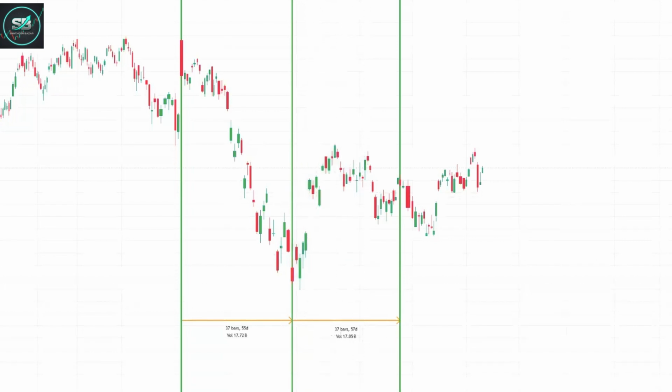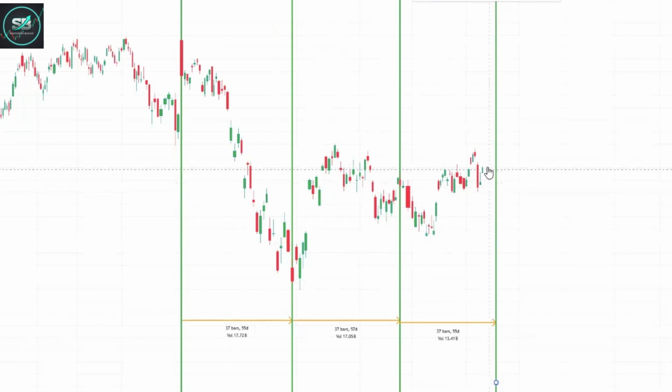Okay, and now again from this date we will measure 37 bars. So it is coming on 20th July, plus or minus 1 day. So Friday and Monday, you should be very careful in Nifty.